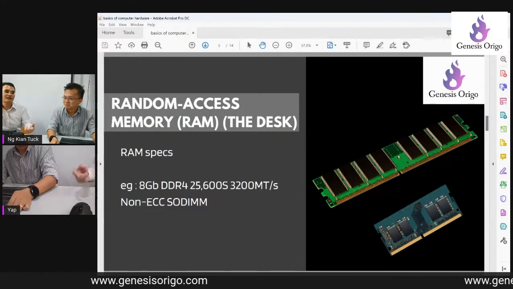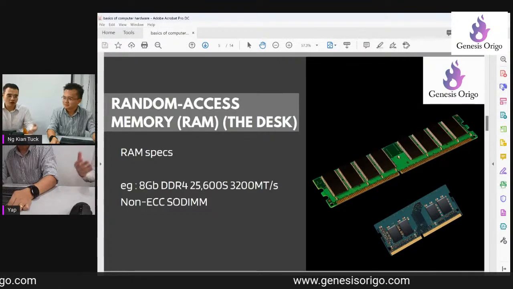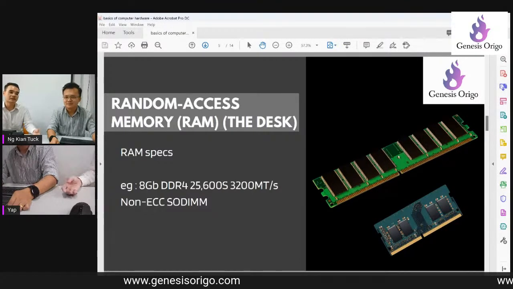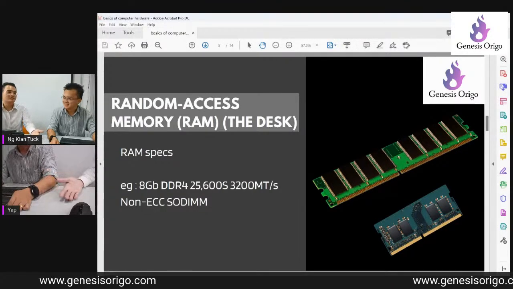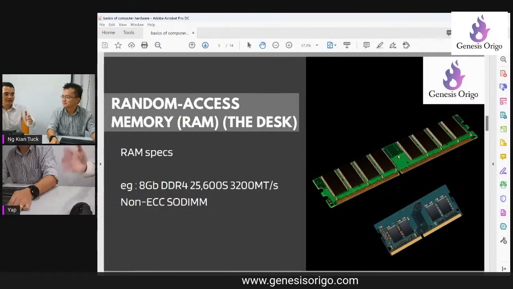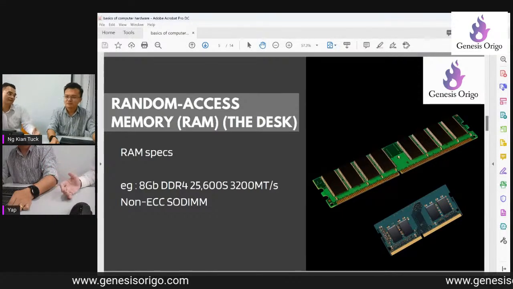Compared to a very large table, where you can comfortably put a lot of books, notes, your drinks, your food, your computer. You can even sleep on the table. So RAM is like a table. The bigger the RAM, the bigger the working desk that you have.